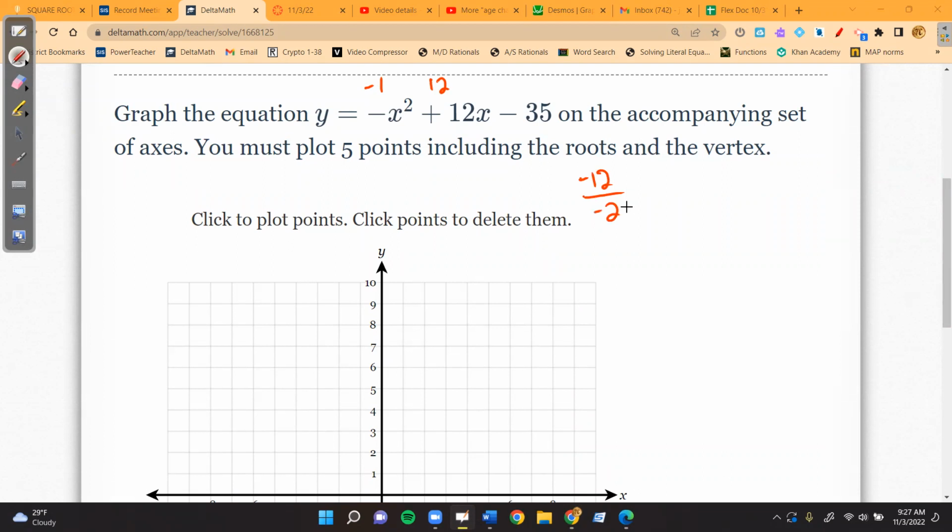You really have to hold yourself accountable for the details here, right? It's what you're learning. That's what math's all about. Gotta be as perfect as I can be. What's negative 12 divided by negative 2? So we know the vertex, here it is, that 6? Don't know the y yet. That's okay.